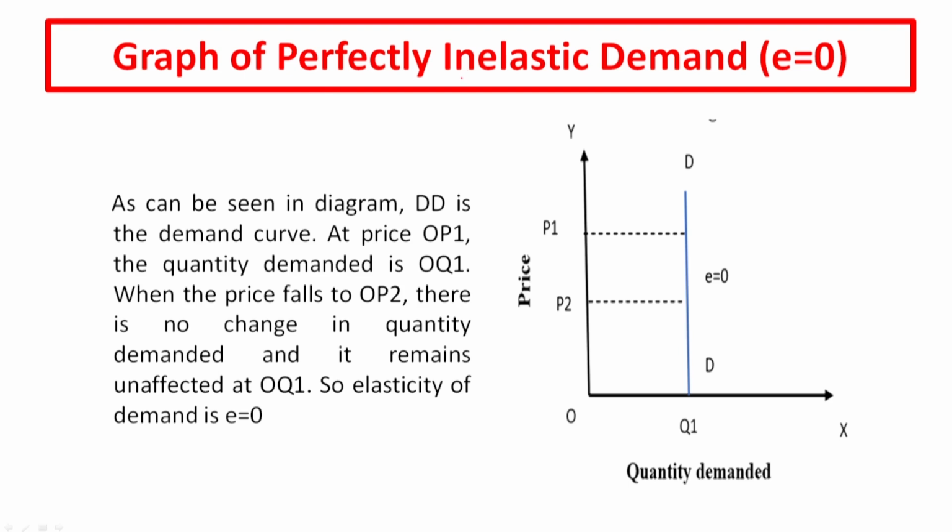As can be seen in the diagram, DD is the demand curve. At price OP1, the quantity demanded is OQ1. When the price falls to OP2, as you can see in the figure, there is no change in the quantity demanded and it remains unaffected at OQ1. So the elasticity of demand here is 0.